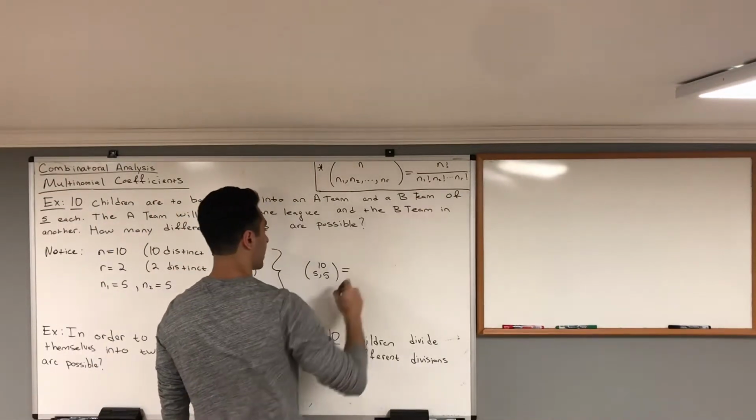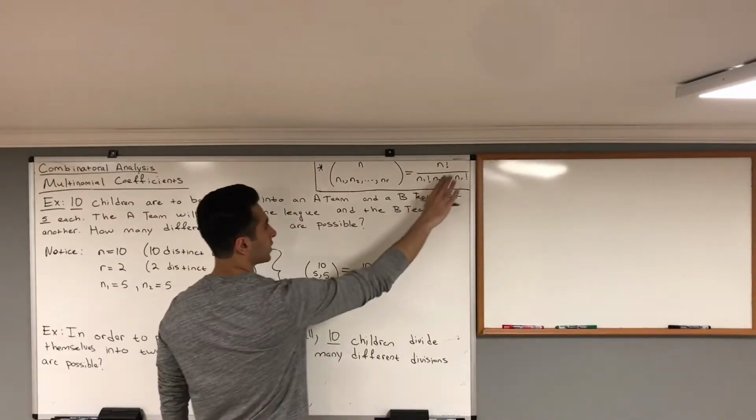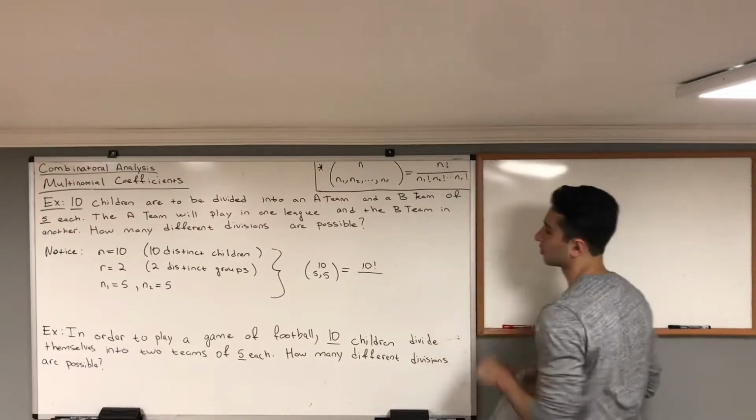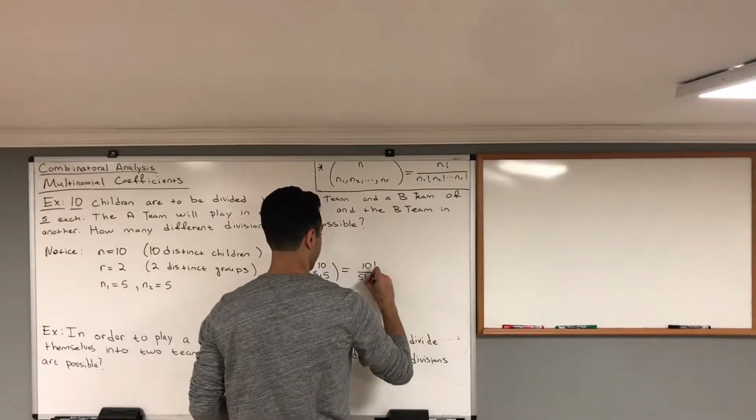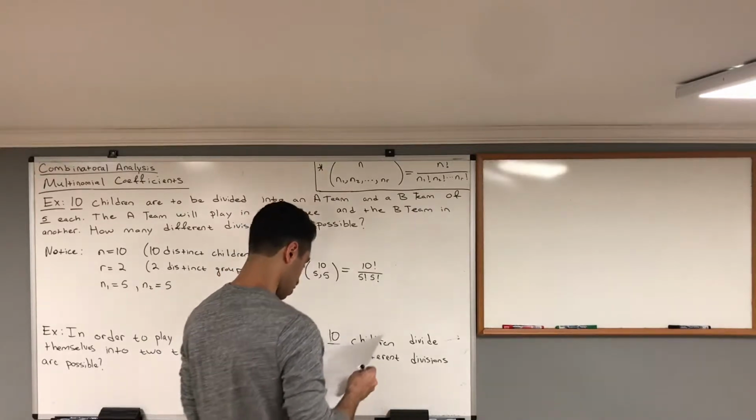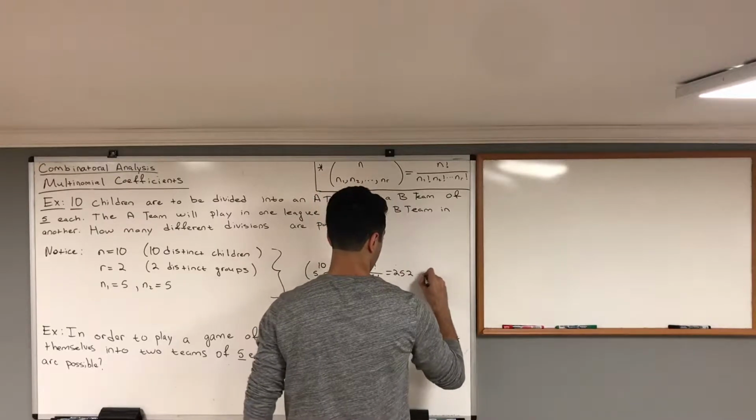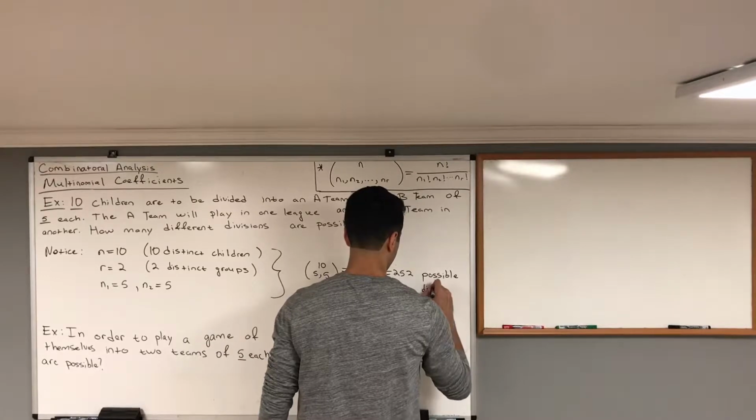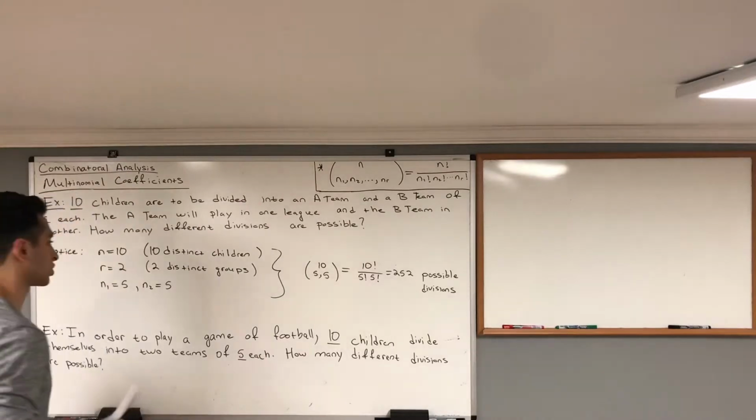Oh, but this just means that on top I should have a 10 factorial. And then I have only these two, right? Because I only have 2 groups. So I have 5 factorial times 5 factorial. And this actually ends up being 252 possible divisions. And that answers the first question.